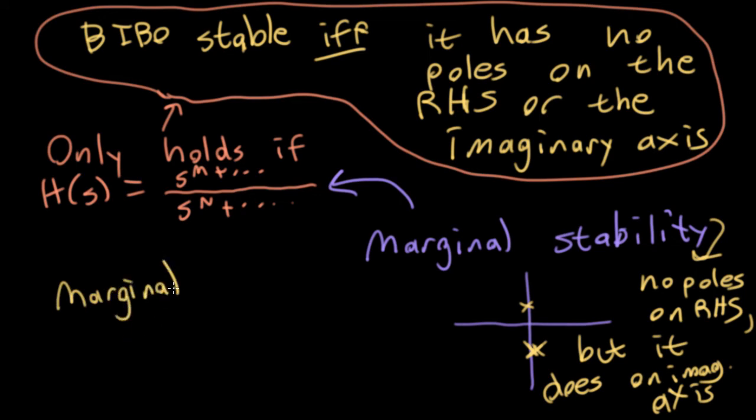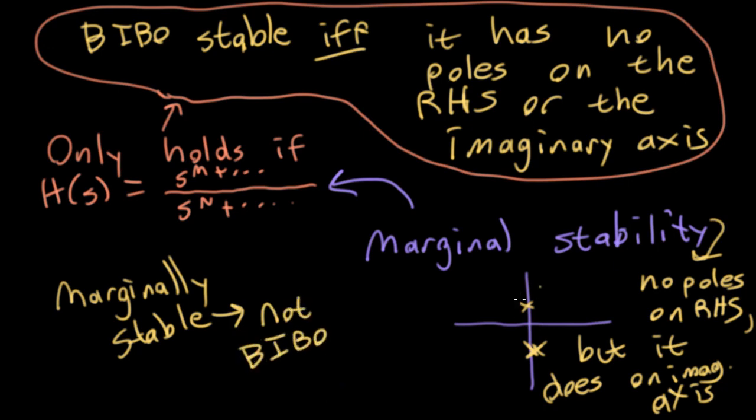Now, it's important to understand that if you say a system is marginally stable, that means that it has poles on this imaginary axis, and that automatically implies that it's not BIBO stable, right? For it to be BIBO stable, it needs to have no poles on the right-hand side, but it also needs to have no poles on the imaginary axis.